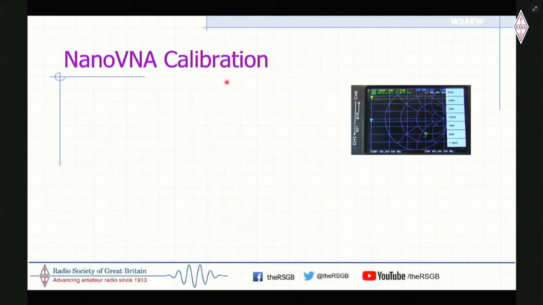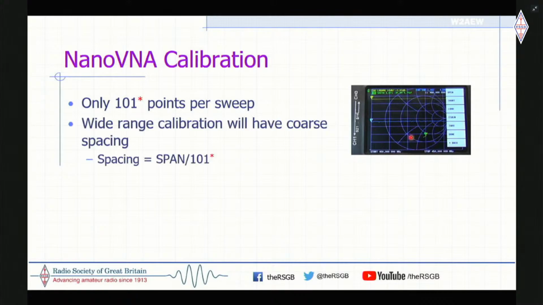So let's take a look at calibration. So we're back here. Most of the NanoVNAs typically have 101 points across the sweep from your start to stop frequency. Okay, so 101 points isn't a lot of points. If we set up a very large frequency range, the spacing between each of those points is going to be your frequency span divided by 101.